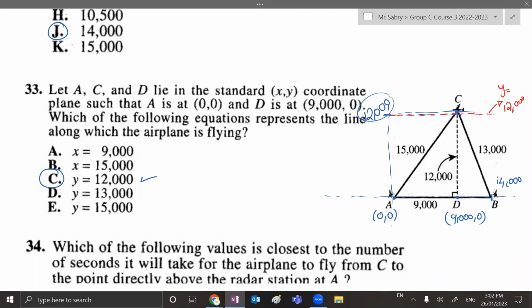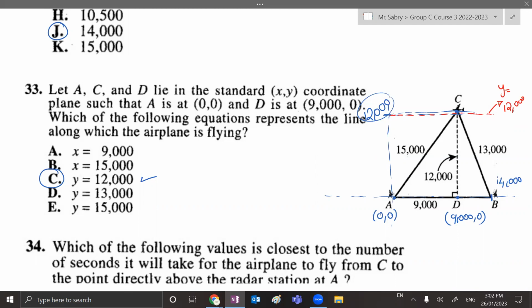Mister, it makes sense to me, but what I did was, since we know that 9,000 is the distance between A and D, I'm just using the same distance. It's going to be the same unit.